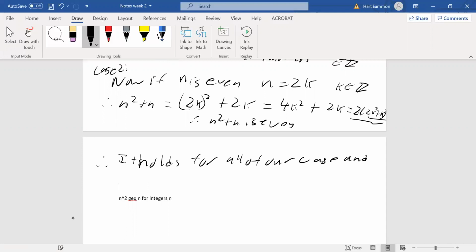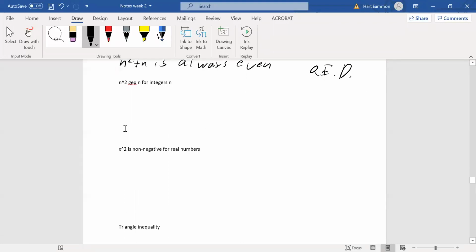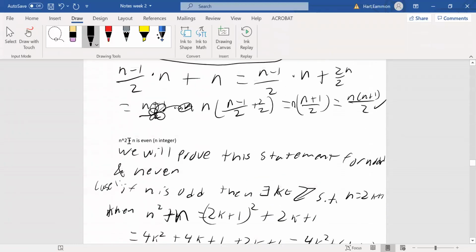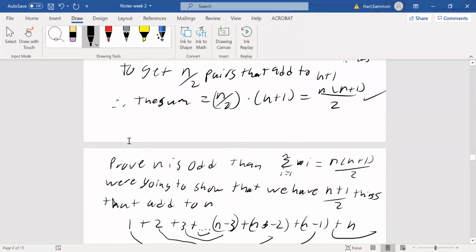And so n squared plus n is always even. QED. I don't think I've written that at the end of any proofs yet. Some Latin. So the last two things were both, our cases broke up into odd and even.